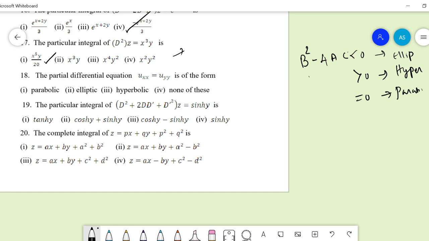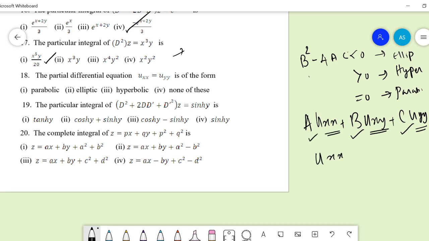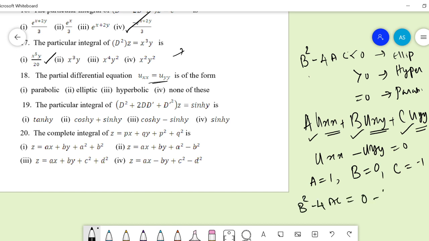So what are A, B, C? The general form is A U_xx plus B U_xy plus C U_yy. The U_yy coefficient is C, the U_xy coefficient is B, and the U_xx coefficient is A. Here the given expression is U_xx minus U_yy equals 0. A is 1, there is no B term so B is 0, and C is minus 1. So B squared minus 4AC is 0 minus 4 into A into C, which is 4, positive. For positive, the given equation is hyperbolic.